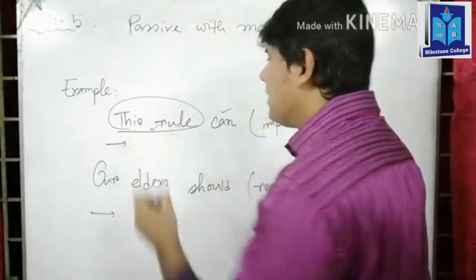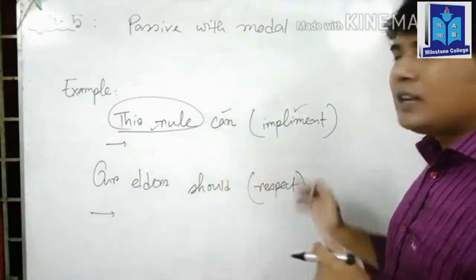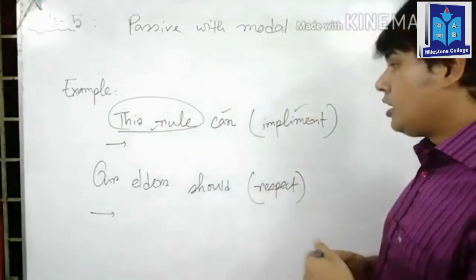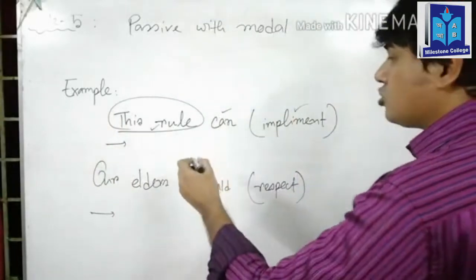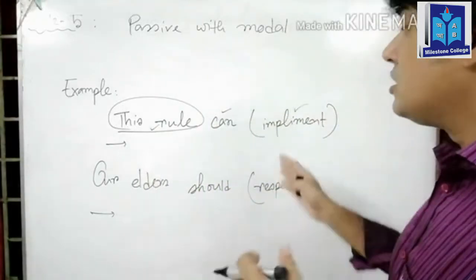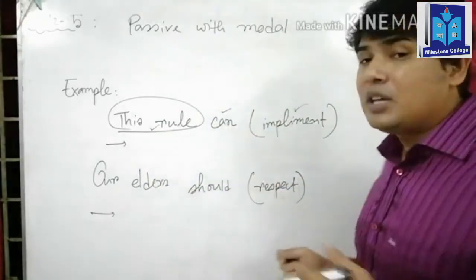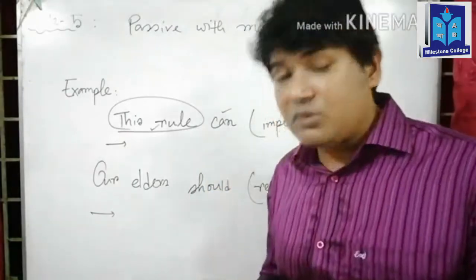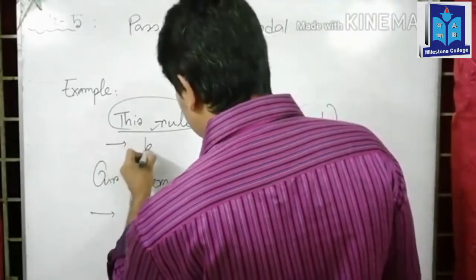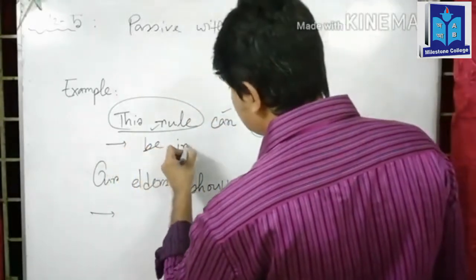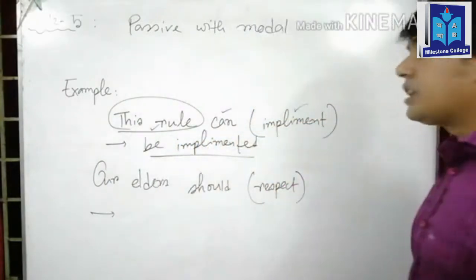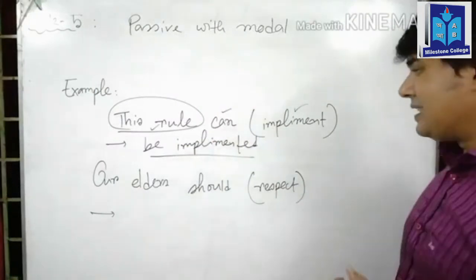This subject actually can't do anything, or this verb actually can't be done by this subject. So at first we have to follow the previous structure, this rule, and there is the modal. If we get such a sentence with a modal auxiliary verb, we can't do the previous thing. That means after the modal we have to give the base form of the verb. So after the modal you have to give be. This rule can be implemented. So this is the answer there.